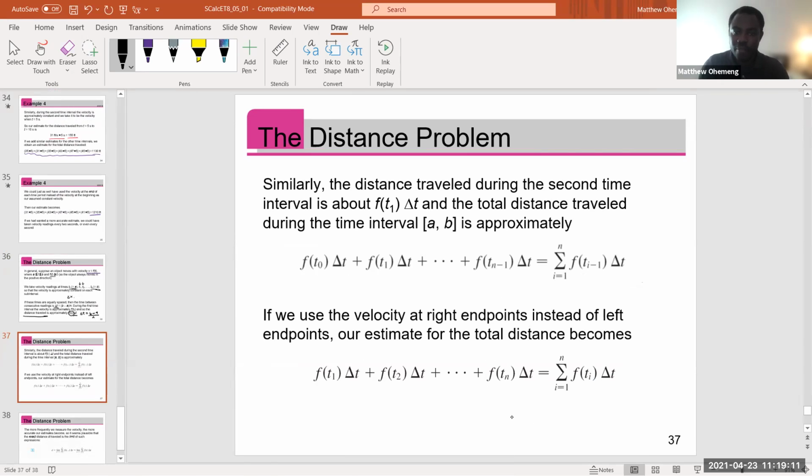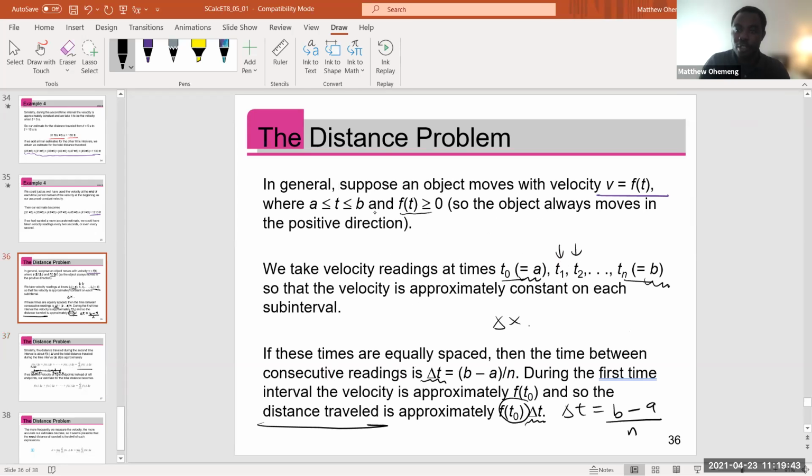So if you have this f of t0 delta t plus f of t1 delta t, and so on and so forth up to this, then that's the sum. And don't forget that you are using the left endpoints, right? You're using the left endpoints. So because the t0 is here, t1 is here, and so on up to t sub n, and then t sub n minus 1, right? If you're using the left endpoints, then for the first interval, you are picking t0 to give you your velocity. So that's why we have f of t0.